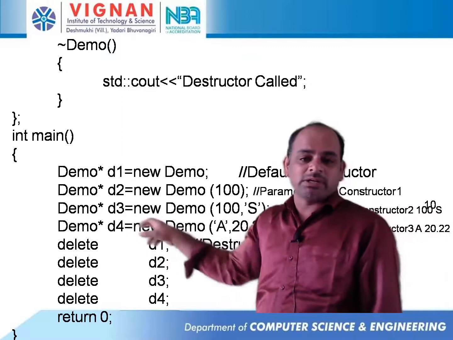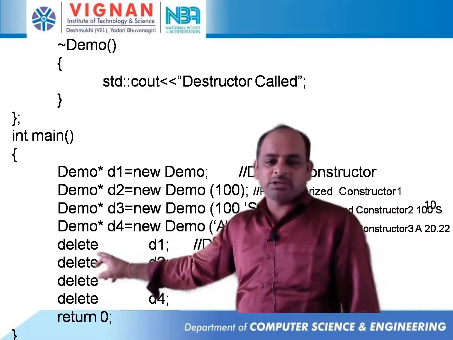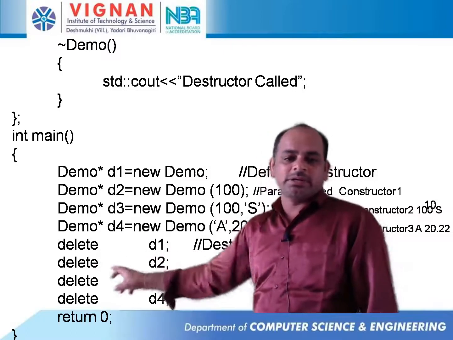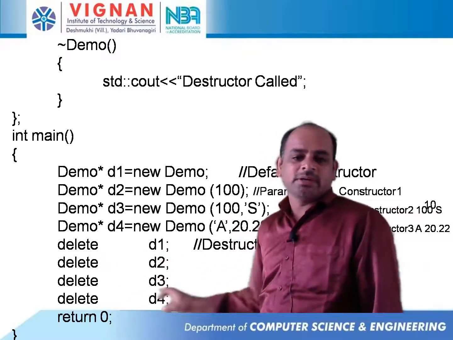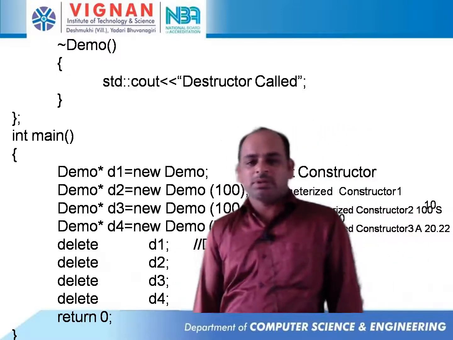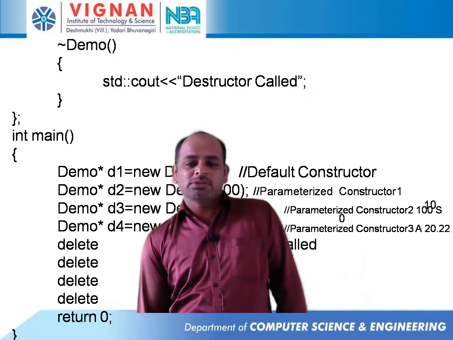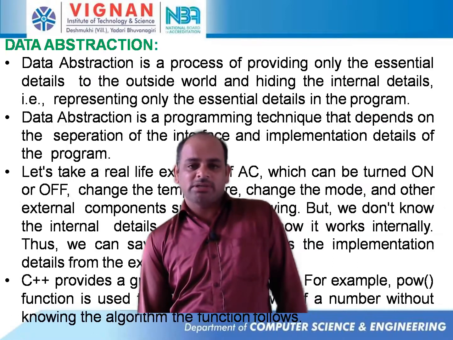So we can deallocate the memory which is allocated by D1. For that we are using the delete operator: delete D1, delete D2, delete D3, delete D4. This will deallocate the memory which was allocated by the new operator. So this program demonstrates how memory is allocated dynamically and deallocated.